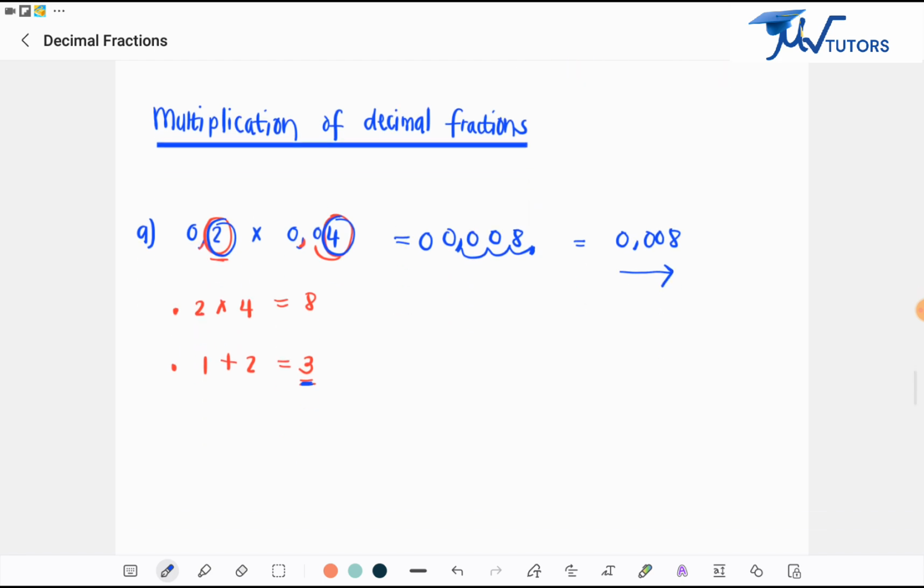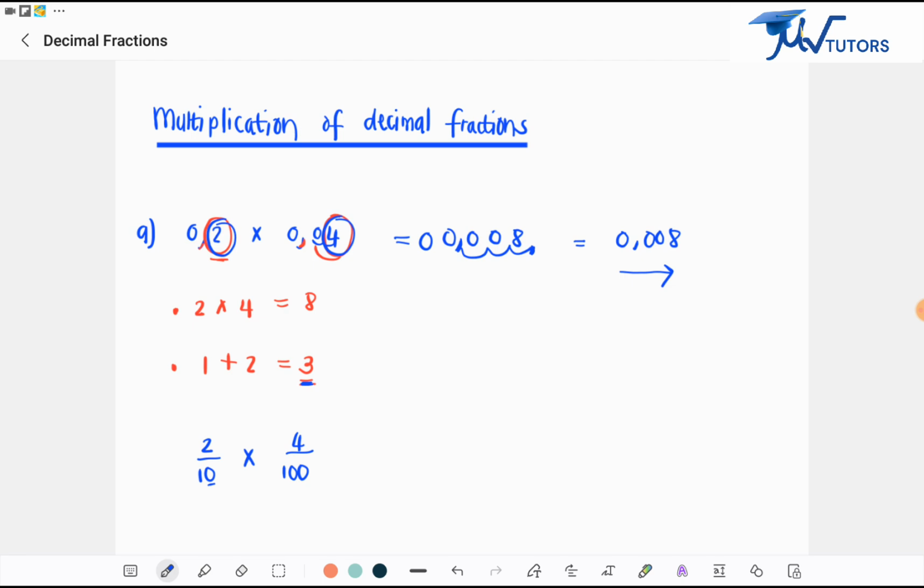Another way that I wanted to show you was, what if we write these decimal fractions as common fractions? 0,2, we only have one number after the decimal comma, so it means I'm going to take that 2 and divide by 10. Okay, as you can see, I have 10. And I'm multiplying by 4 over 100. Okay, because I have 2 numbers after the decimal comma. So it means I have 100, 1 with 2 zeros.